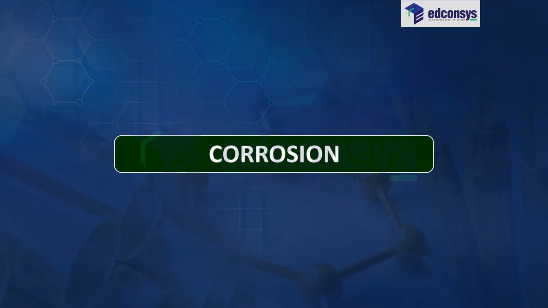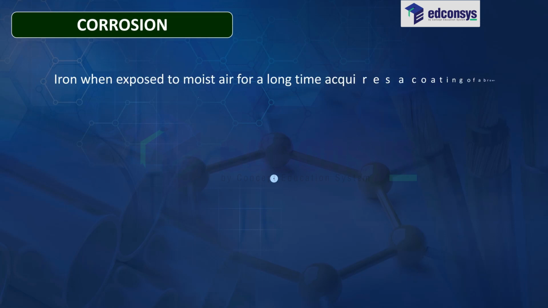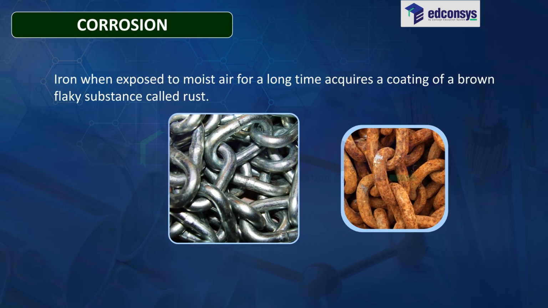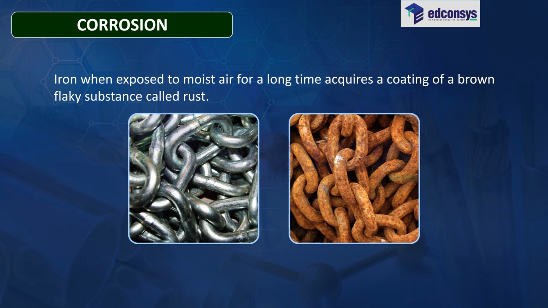Corrosion. Iron, when exposed to moist air for a long time, acquires a coating of a brown flaky substance called rust. Let us find out the conditions under which iron rusts.